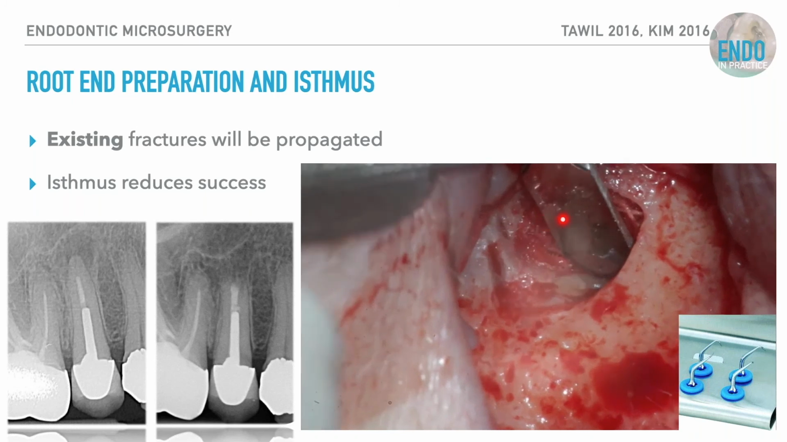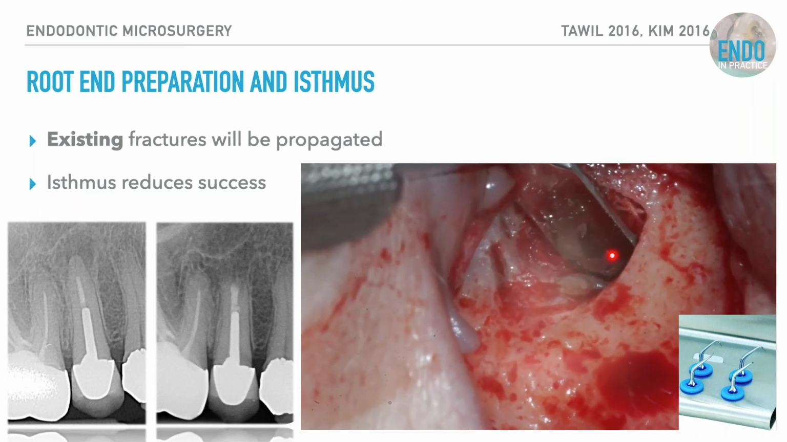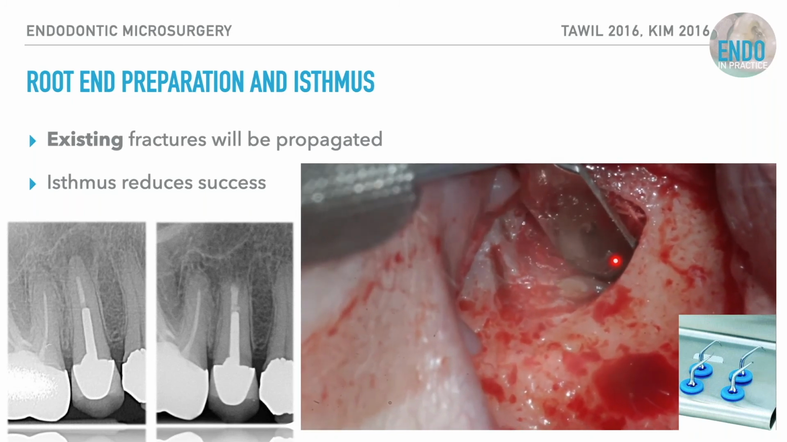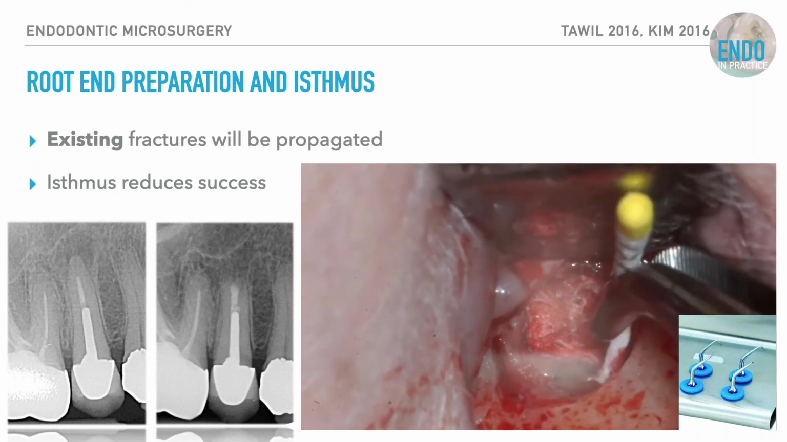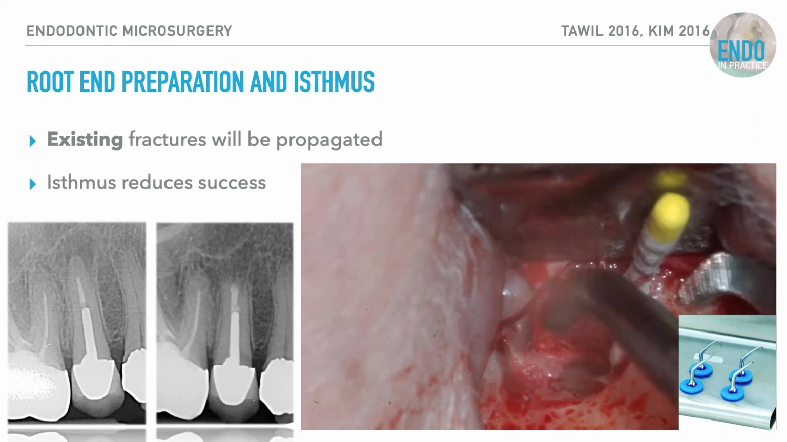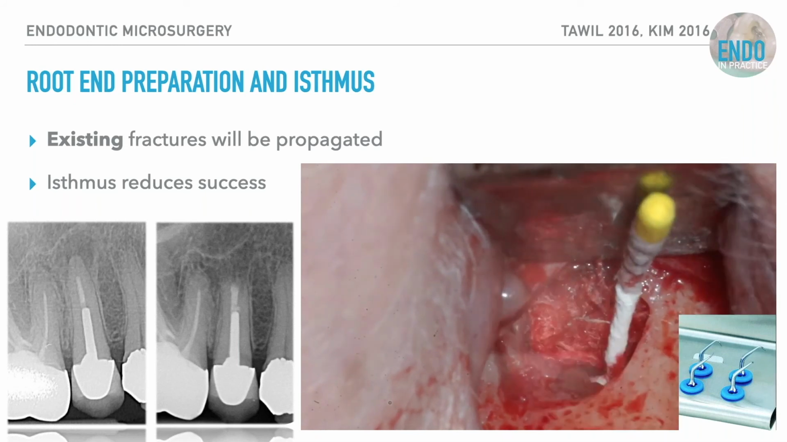So can you see, there's the buccal and there's the palatal. Buccal, palatal, and then the big isthmus between them. Again, gauze in the background, nice hemostasis. Paper points, dry up the canal, ready to receive your retrograde restoration.